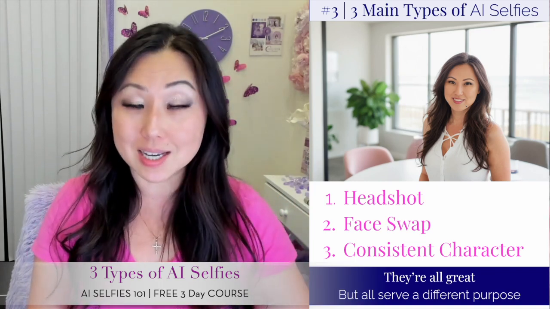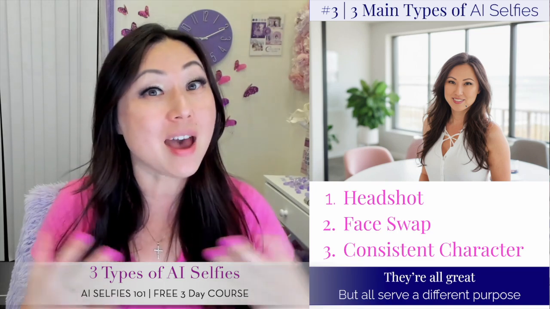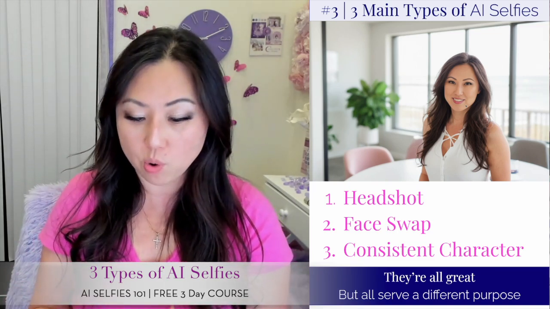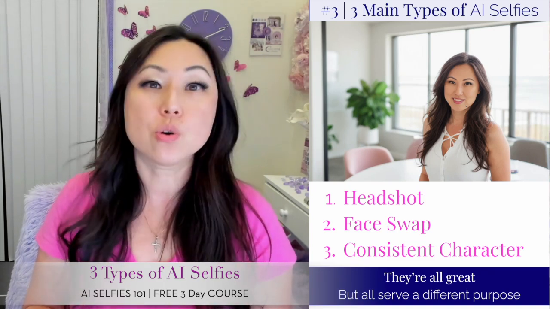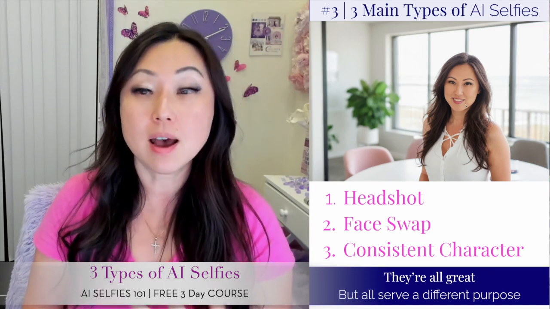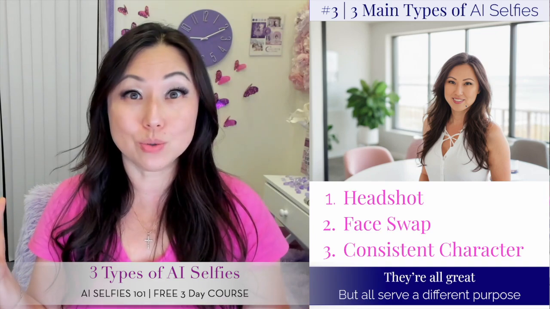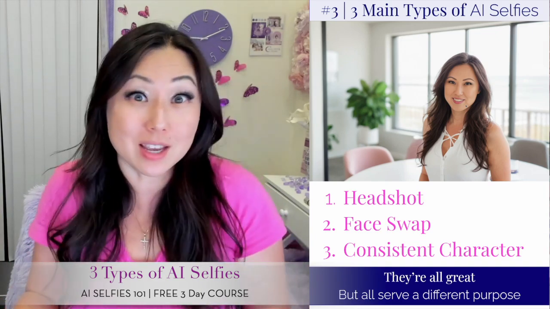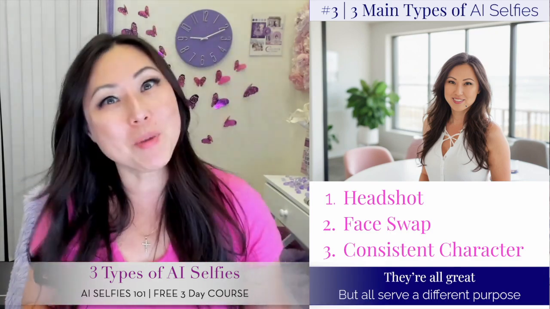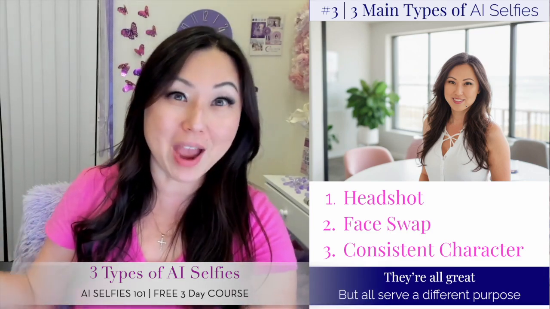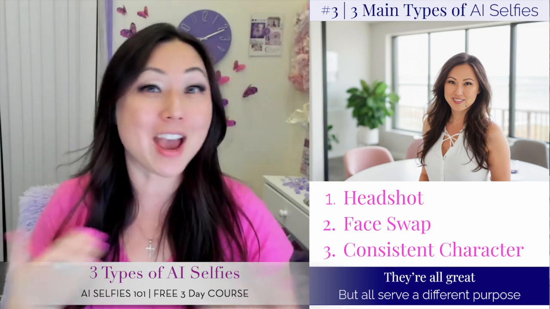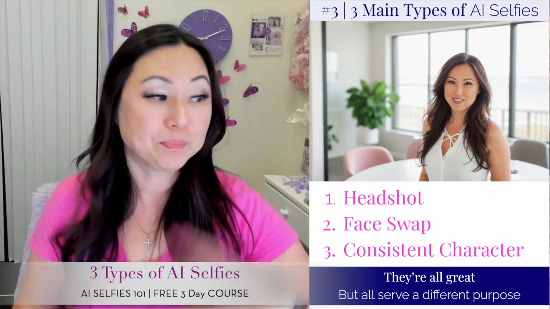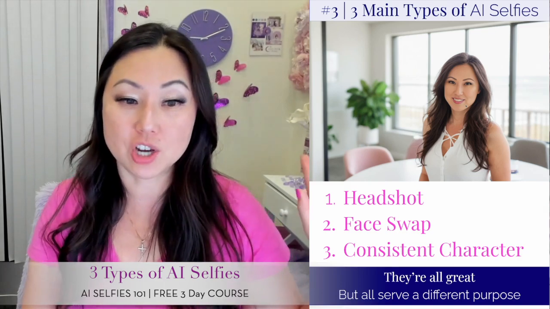So the easiest is type number 1, which is the headshot. This is a shot that you can get for your LinkedIn profile, your social media profiles, just a headshot to use on your site. And the reason it's easy is because it's not doing things, right? You're not running, you're not jumping, you don't have an elaborate background. It's just trying to get your face for you and make it look as great as it can look. So that is number 1, just the headshot.